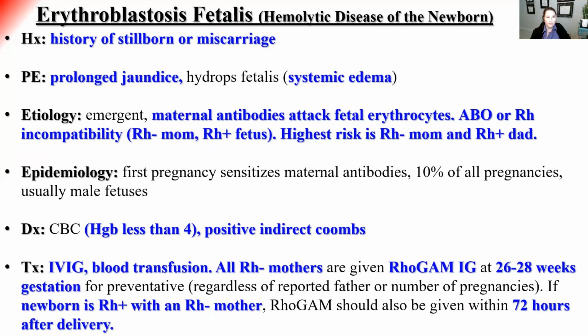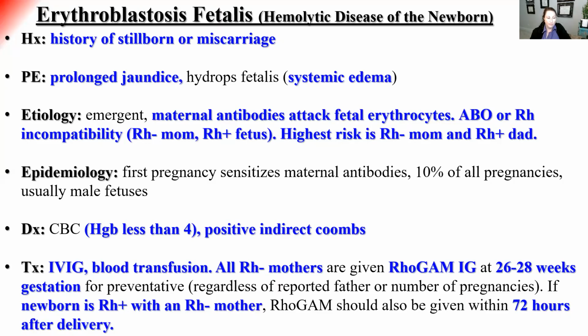So if that baby is born and we didn't know that they had this, their hemoglobin will be less than 4. They're having massive hemolysis. The way we test for this is that indirect Coombs test that I mentioned on that second slide. So that's really where that indirect Coombs comes in, is mother fetus ABO incompatibility.